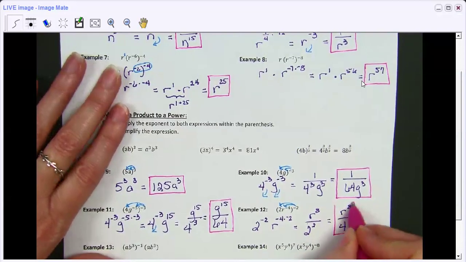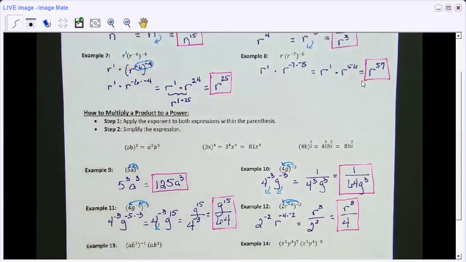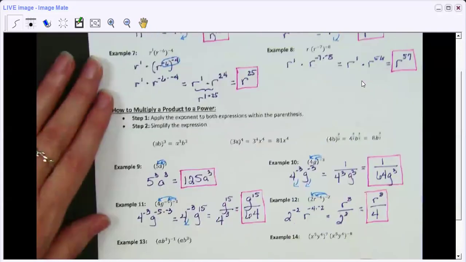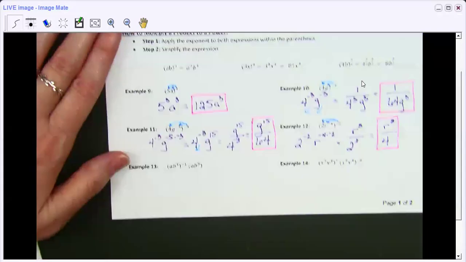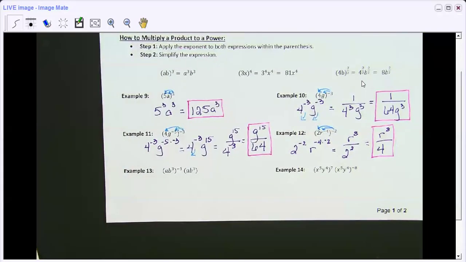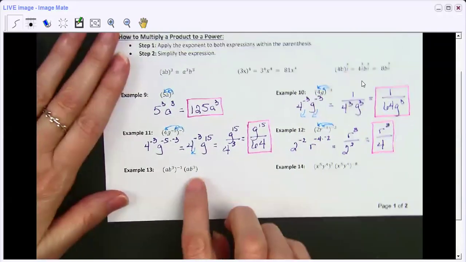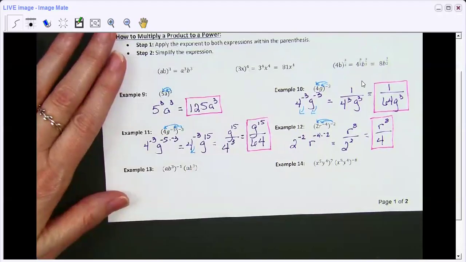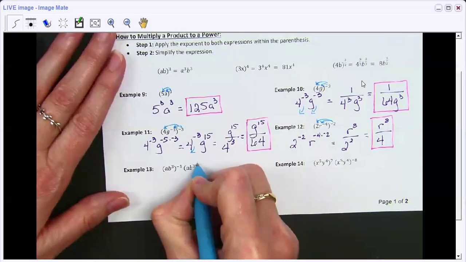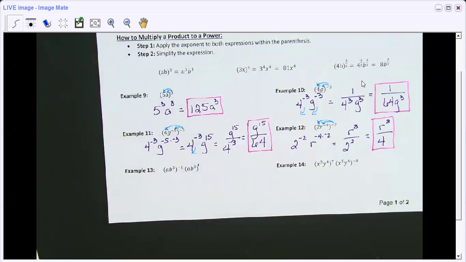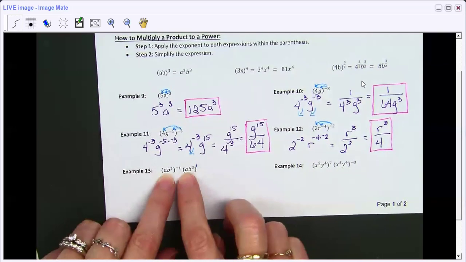Your answer? Any questions? Okay. These are a little bit more lengthy. I want you to understand here that this AB cubed has an exponent of 1 on the outside. And notice that the two bases, AB cubed, are the same.